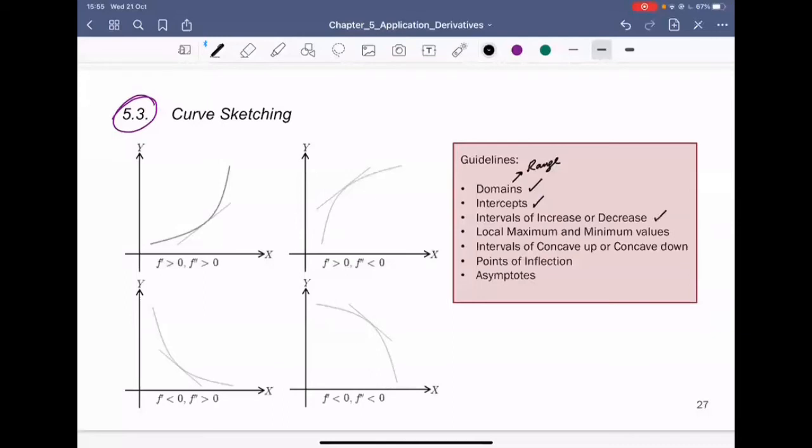You need intervals of increasing and decreasing. You need local max, local min. You need intervals of concave up, concave down. You need points of inflection, and also you need asymptotes. Once you have everything here, you can put everything together and plot the graph.